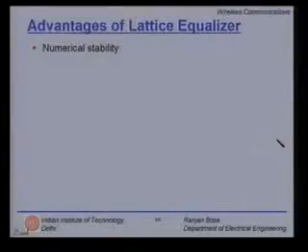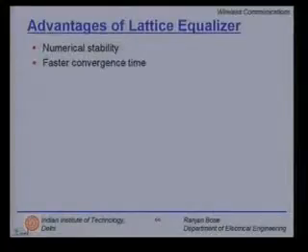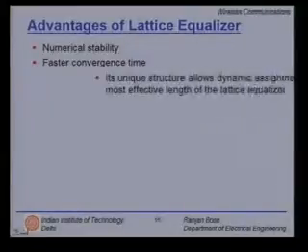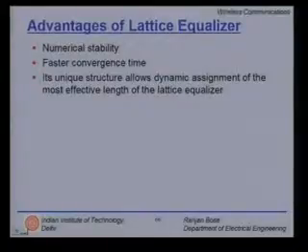The first thing is there is a lot of numerical stability. We saw the IIR filters tend to get unstable mathematically. Here the lattice equalizer has numerical stability, then it has a faster convergence time, very important. Its unique structure allows dynamic assignment of the most effective length of the lattice equalizer. This is for the first time we are talking about the effective length required for the equalizer structure, which should be matched to the delay spread of the channel.